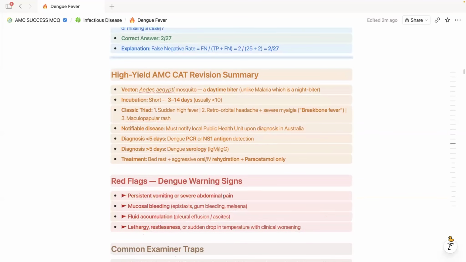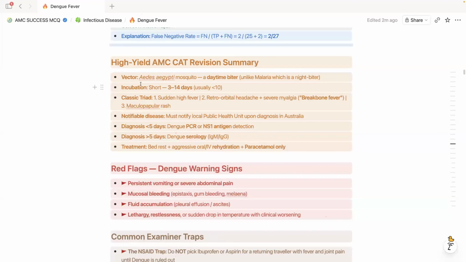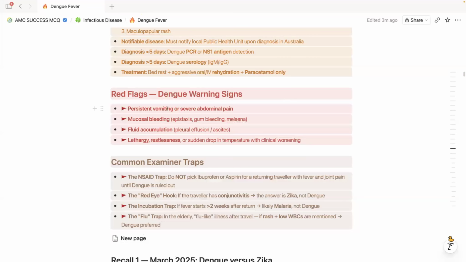The next summary is, remember about the Aedes mosquito, which is a daytime biter. Incubation is 3 to 14 days, as I said. And classic triad is sudden high fever, retro-orbital headache, severe myalgia, maculopapular rash. This is a very important notifiable disease. Diagnose less than 5 days, do PCR. If diagnosis more than 5 days, do serology. Treatment, bed rest with aggressive oral rehydration, paracetamol only. Warning signs: persistent vomiting, severe abdominal pain, mucosal fluid accumulation, lethargy, and restlessness.